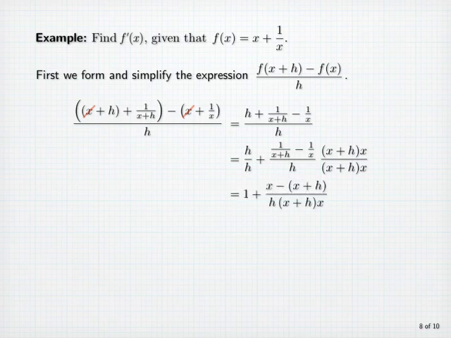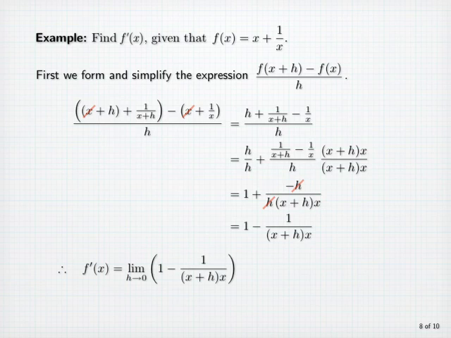Now, h divided by h is 1, and the numerator of the second term becomes x minus x plus h. x minus x is 0, so our numerator is just minus h. Now we can cancel an h, and we have 1 minus 1 over x plus h times x, which is finally in a form in which we can evaluate the limit as h approaches 0.